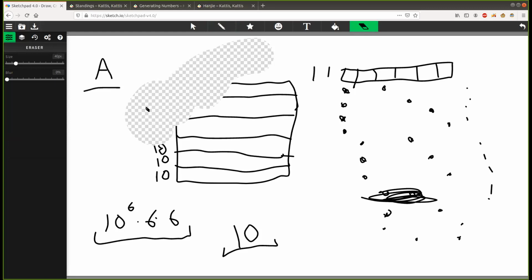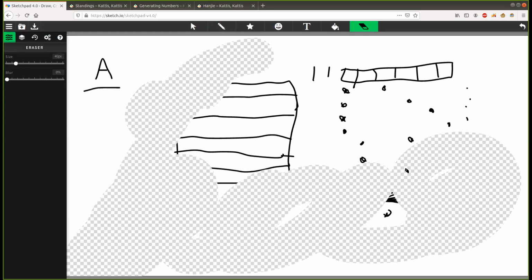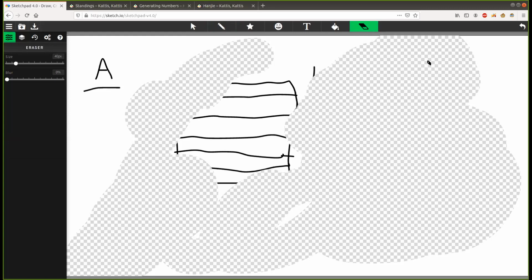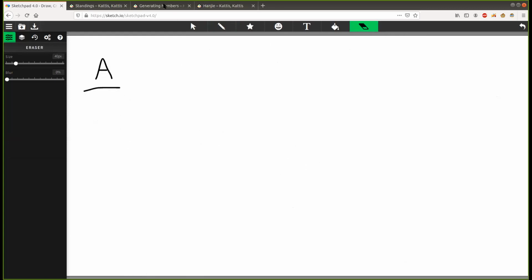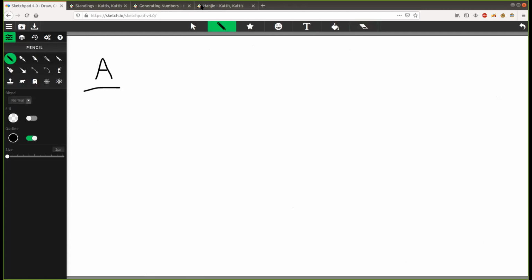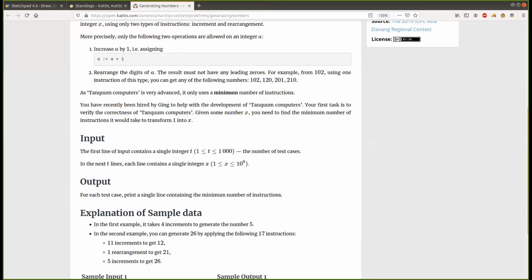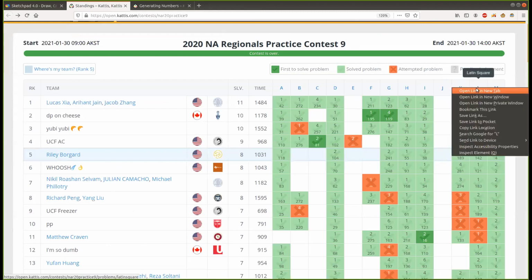Mm-hmm. And let's see, what problem's next? G? All right, let's go through L first, I guess. Go through L. I didn't read the problem description that thoroughly though, so it just seemed annoying.